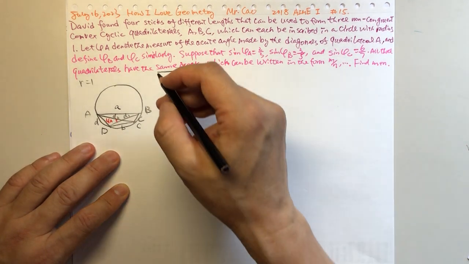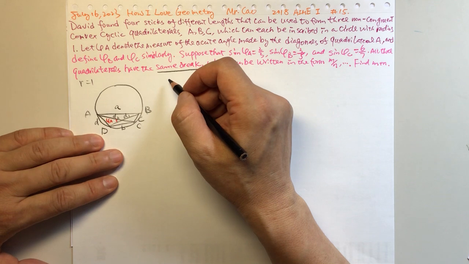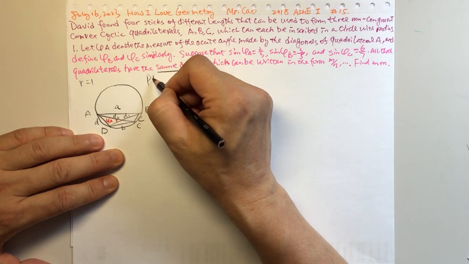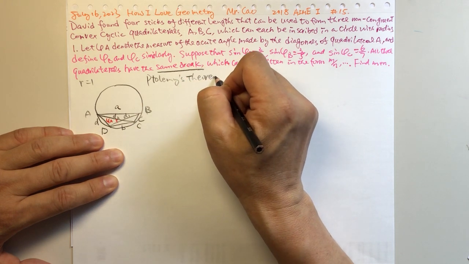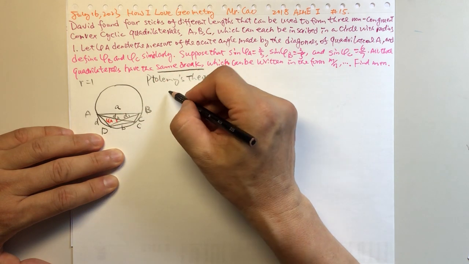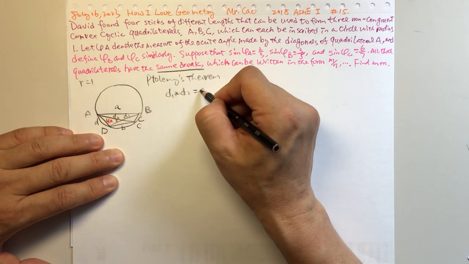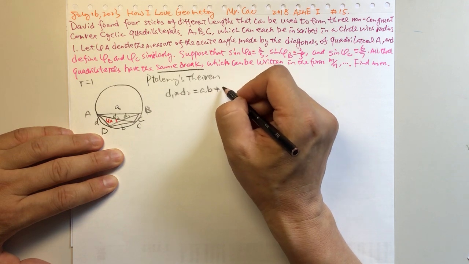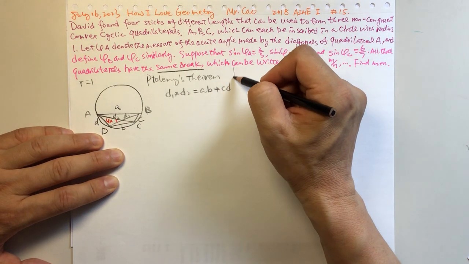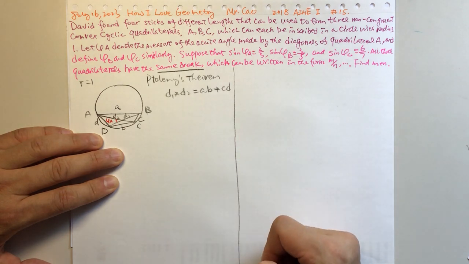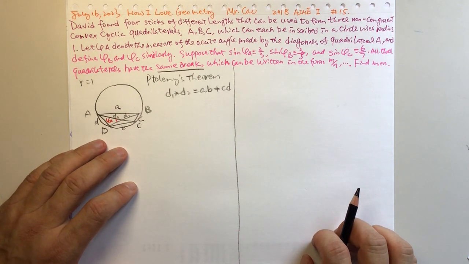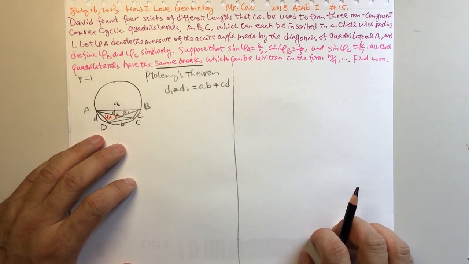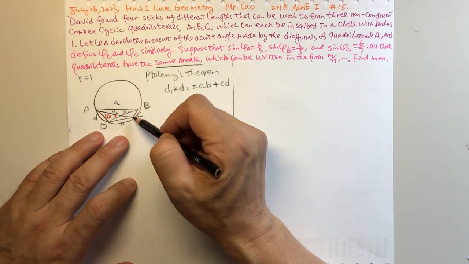Because we know Ptolemy's theorem. For this diagram, we got D1 times D2 equals AB plus CD, right? Yeah, I will use this part because this problem may be too complicated and we need a lot of space. So D1 times D2, we got AB plus CD. We know the area for this ABCD.